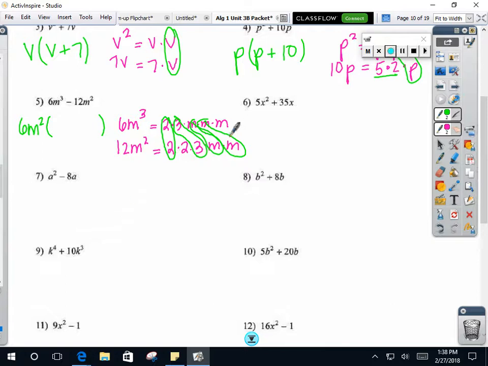Whatever you circle, you multiply together. 2 times 3 is 6. M times m is m squared. Now what was left from the 6m cubed was just the m. And then bring down the minus. What was left from the 12m squared was just the 2. Now you can quickly know if you did it right by distributing out in your head. 6m squared times m is 6m cubed. 6m squared times negative 2 is negative 12m squared.